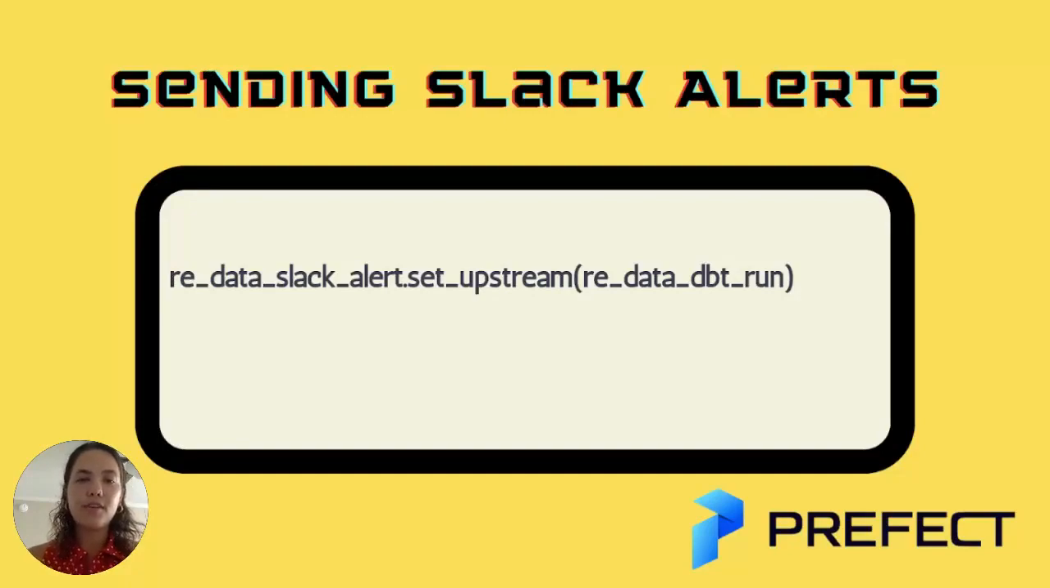And then with Prefect, you also have to set upstream and downstream dependencies. So here I set an upstream dependency of that original Re_data run with that Slack alert because you want the Re_data to run before the Slack alerts run, so you're actually getting an accurate read on whether there were any anomalies or not. So this just ensures that the Re_data model runs before the Slack alert sends.